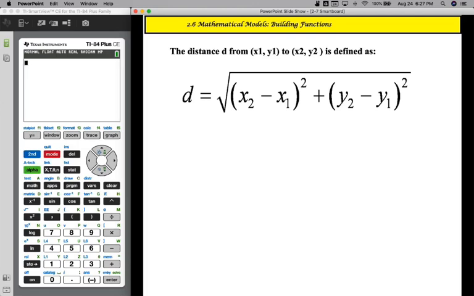This is the equation to find the distance between 2 points. You just take the difference of the x values and square them, add them to the difference of the y values of the ordered pairs and square them, and then take the square root. We're going to use that in just a minute.